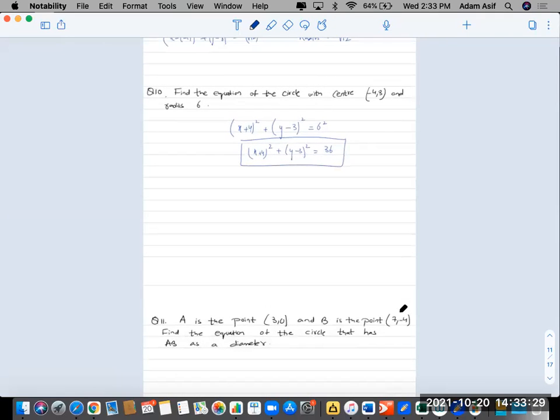Okay, those who are done with that, please copy down the question and try this one. There's a point, A is a point 3, 0, and B is a point 7, -4. Find the equation of the circle that has AB as a diameter.